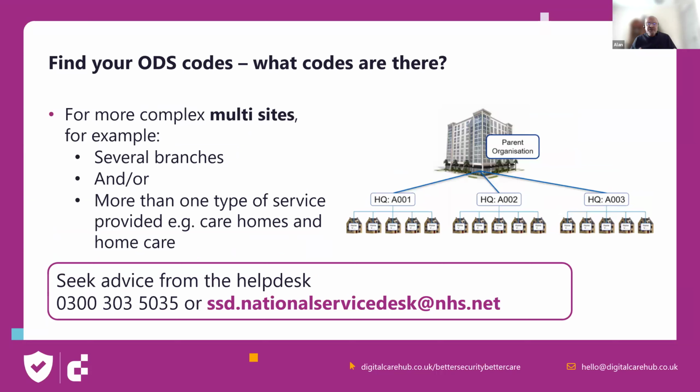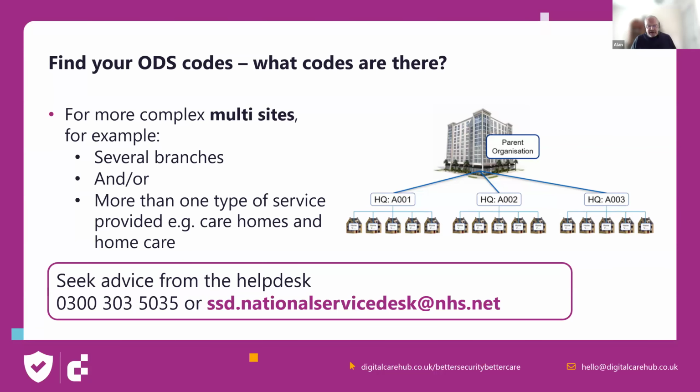For more complex multi-sites, again, it's slightly different. You may have several branches and/or more than one type of service that you're providing, such as home care and care homes, in which case you might have more than one HQ code. And I would suggest that if you're registering for the first time as a multi-site organisation, it's appropriate to contact the help desk or the National Service Desk at the email address provided here, to gain advice on how best to manage the registration to minimise duplication within the organisation on your DSPT.